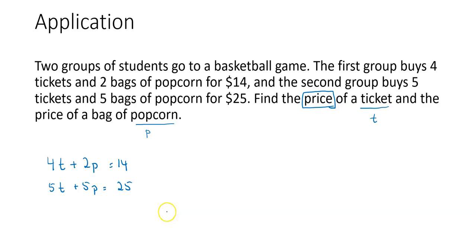All right, if we're going to solve this thing by substitution, let's take this bottom row maybe and solve it for the popcorn. So if I subtract the 5 tickets from both sides, I get 5p equals 25 minus 5t. Divide everything through by 5, right? Divide everything through by 5. And you get p equals 5 minus t. Now we're going to replace this p up here with a 5 minus t.